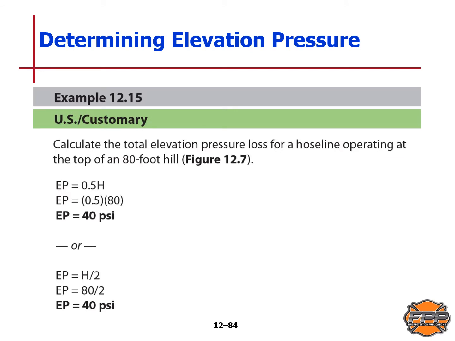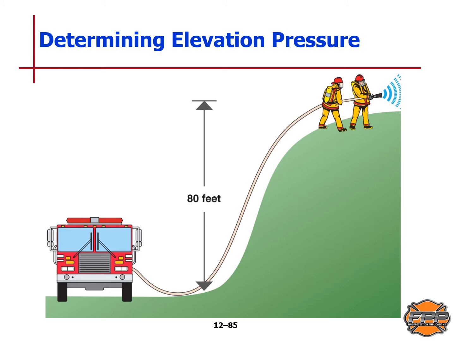Example 12.15. Calculate the total elevation pressure loss for a hose line operating at the top of an 80-foot hill. This is in figure 12.7 in your book. The elevation pressure is 0.5 H. The elevation pressure is 0.5 times 80 because it's 80 feet high. So the elevation pressure equals 40 psi. Or the elevation pressure equals H divided by 2, height divided by 2. The elevation pressure is 80 divided by 2 because the height is 80 feet. So the elevation pressure is 40 psi. Here's an example of determining elevation pressure. You see the pumper at the bottom, and it's overcoming 80 feet of height so that it can provide adequate pressure to the firefighters at the top of the ridge.